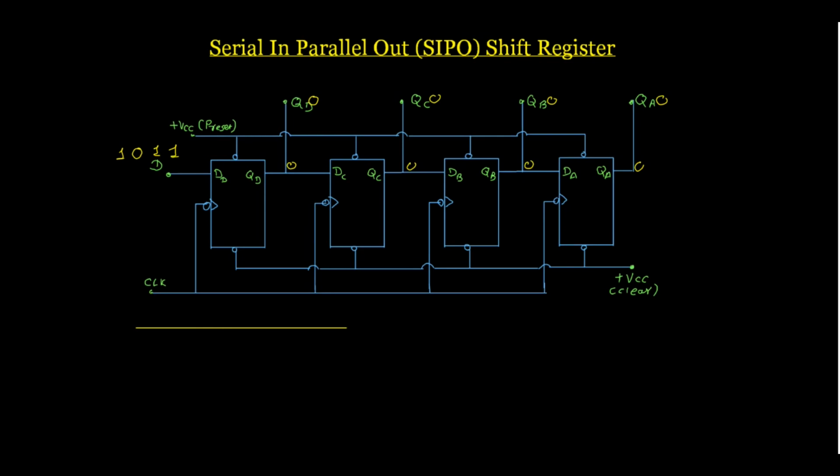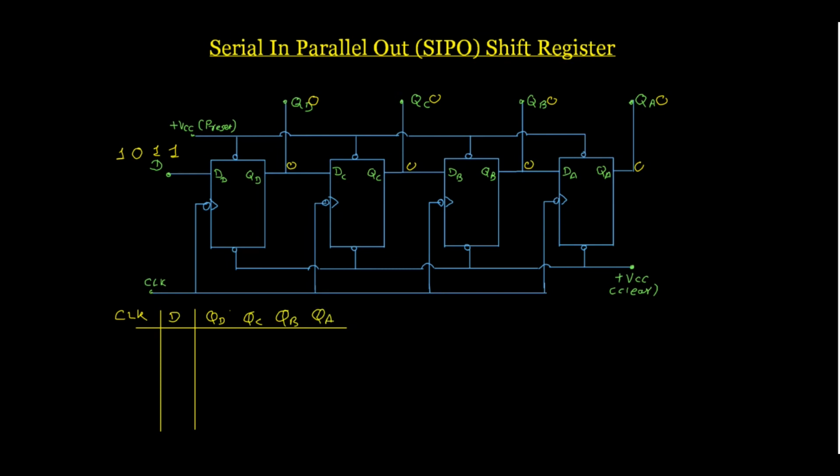Here we will write the clock pulse. My data input is there. Then what is the output? QD, QC, QB, and QA. Okay. So here I will write a clock pulse, my data input, and QD, QC, QB, and QA.